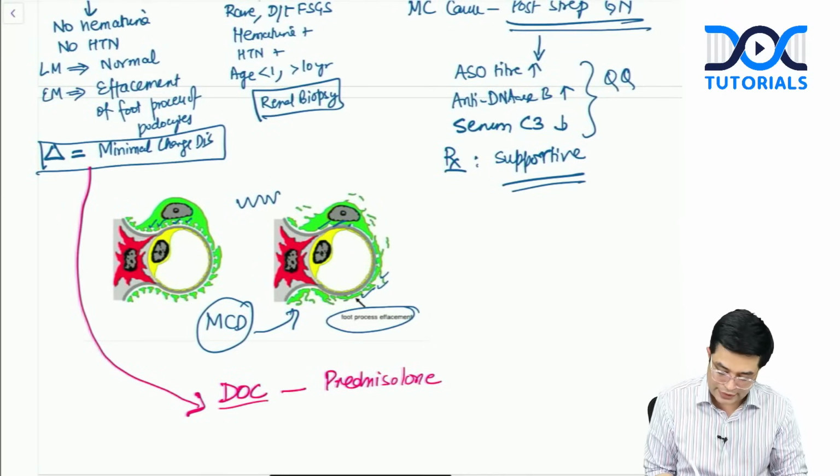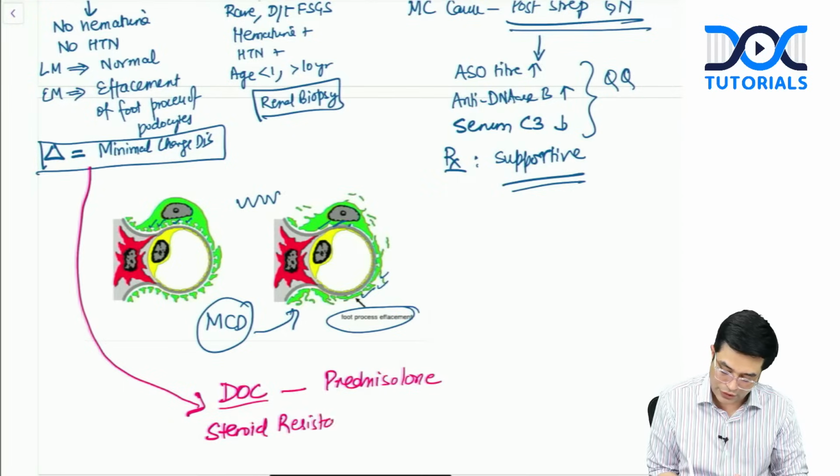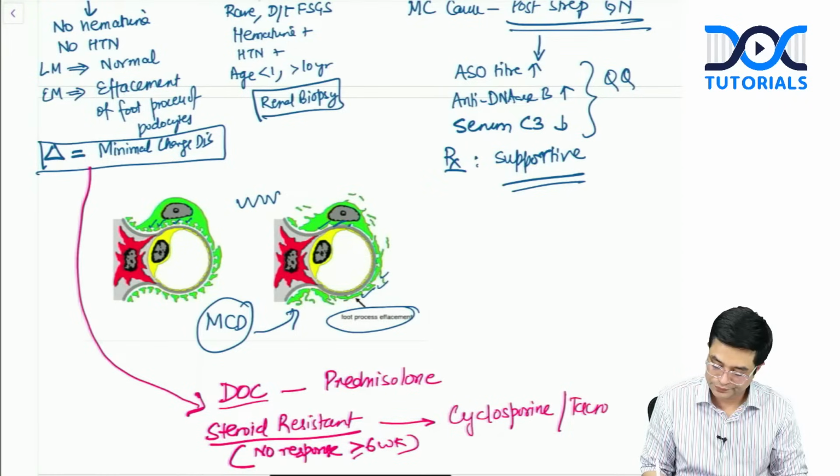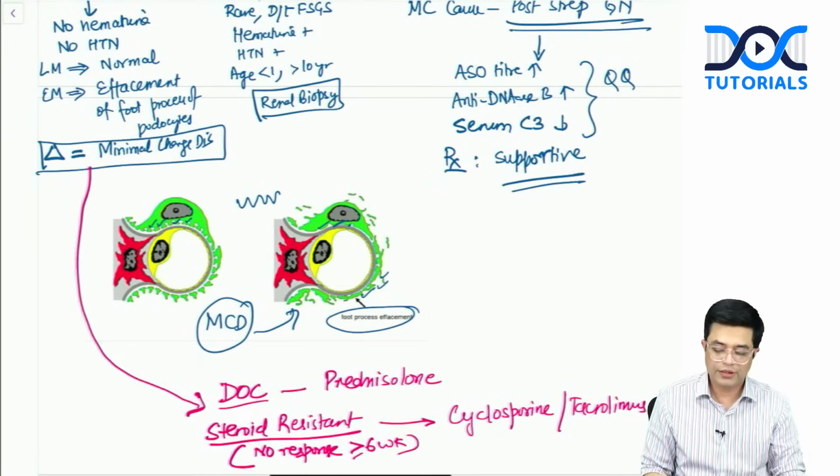However, in case it is a steroid resistant nephrotic syndrome, steroid resistant कहते हैं if there is no response to steroid more than 6 weeks, equal to or more than 6 weeks, तो ऐसे patients में हम देते हैं साइक्लोस्पोरिन या टैक्रोलीमस. ये एडिशनल पॉइंट है जो मैंने बताया.